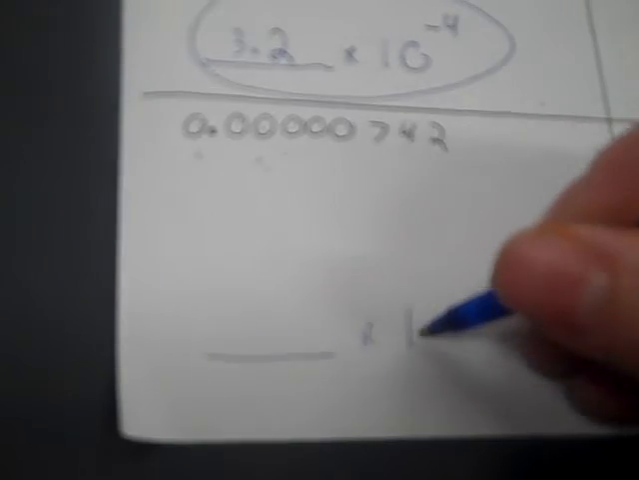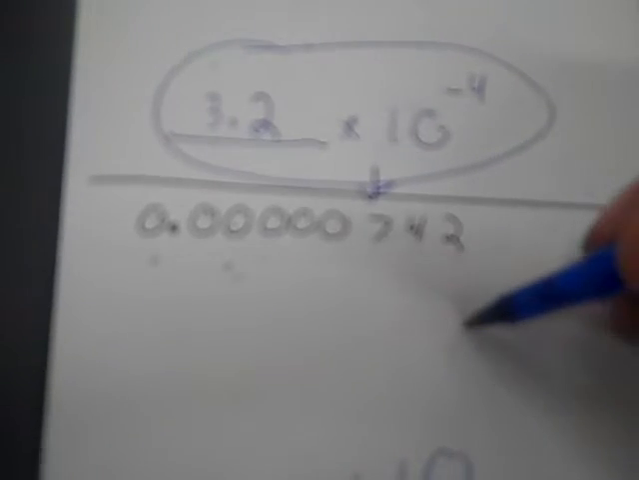Okay, next problem. Blank times 10. Decimals here, so find the first non-zero. That's 0, not going to work. Not going to work. Not going to work. 7 will work.